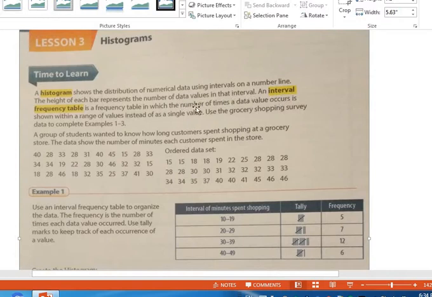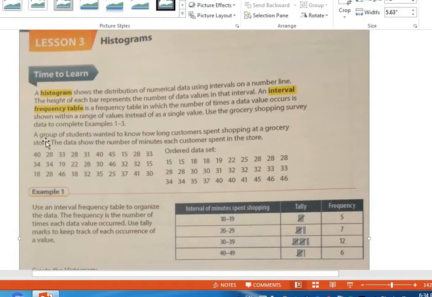An interval frequency table is a frequency table in which the number of times a data value occurs is shown within a range of values instead of a single value. Use the grocery shopping survey data to complete example 1.3.